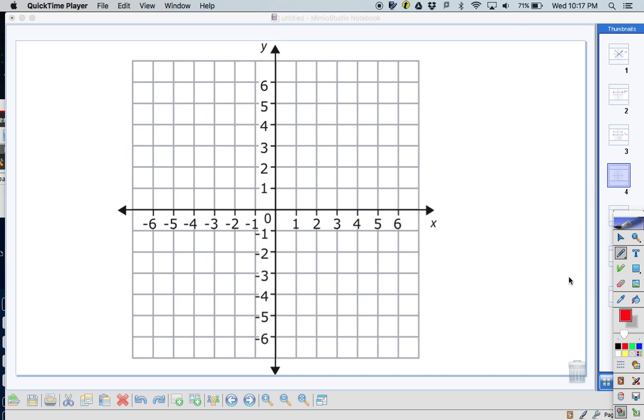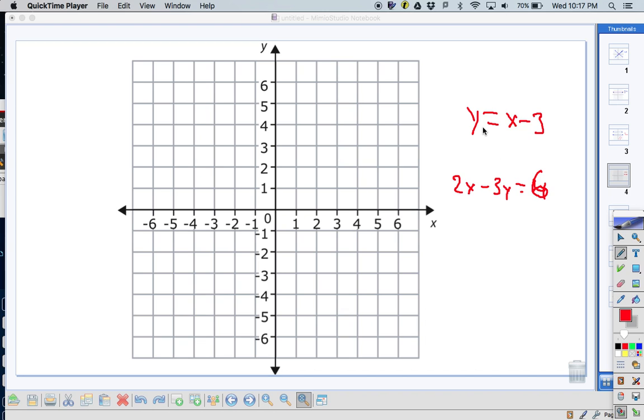So maybe instead of having a graph done for you, you're given equations like y equals x minus 3, and maybe you have 2x minus 3y equals 4. Let's make that a little easier. We'll make this a 6. Okay, 2x minus 3y equals 6. So let me show you how to graph these.